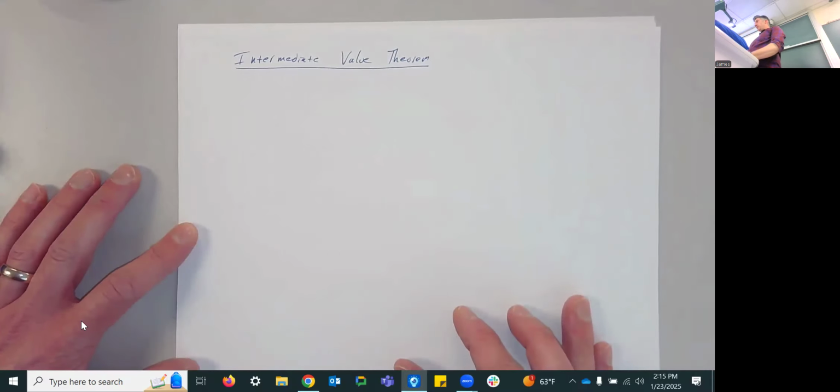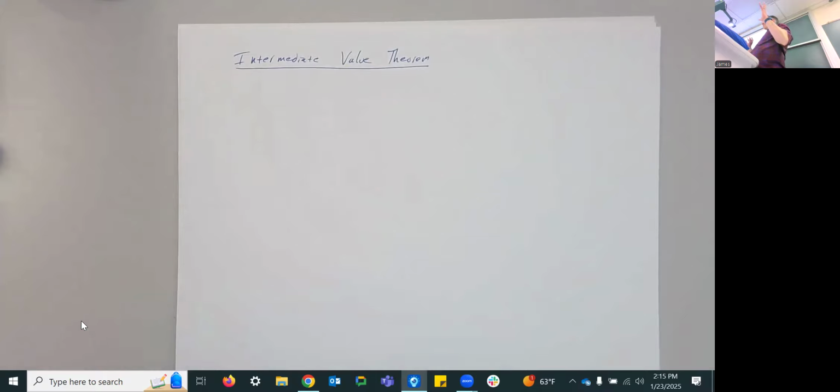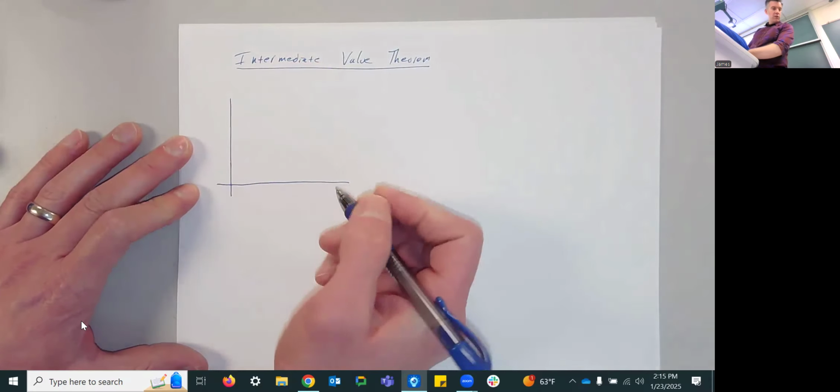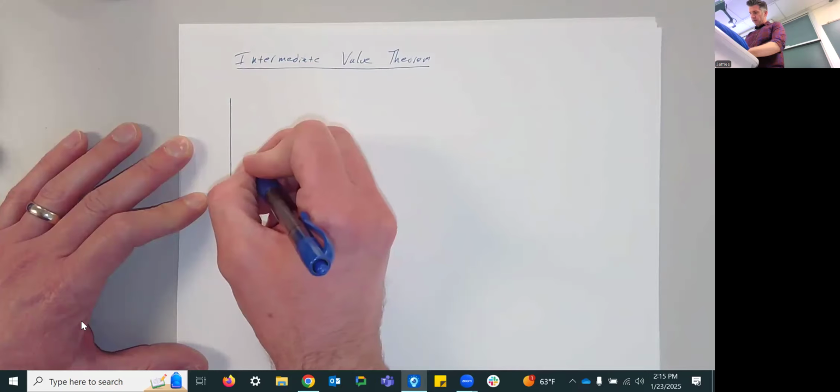So here's the real gist before we draw a picture or say anything. The idea here is that basically if a function, well, actually, let me draw something but not write words. So let's say we have this picture. Got some function. I'm going to draw it like this.